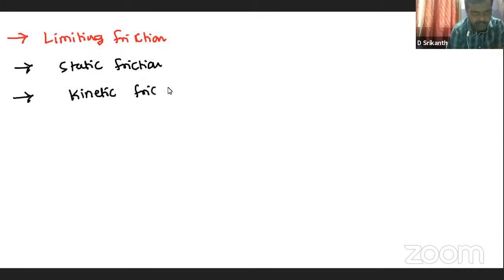I think in the last class we discussed the types of friction. Here we are having the limiting friction, firstly. Okay, and then we are having the static friction, then kinetic friction, and then we are having the rolling friction.